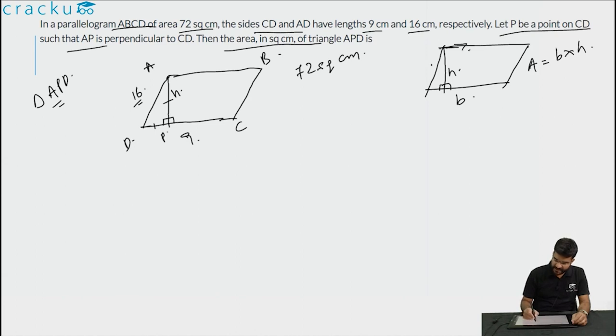We are not looking at the length of the parallel side. We are only looking at a perpendicular from the base, that is this line, which will intersect the other parallel side. That is called the height. In this case, the height is equal to AP.